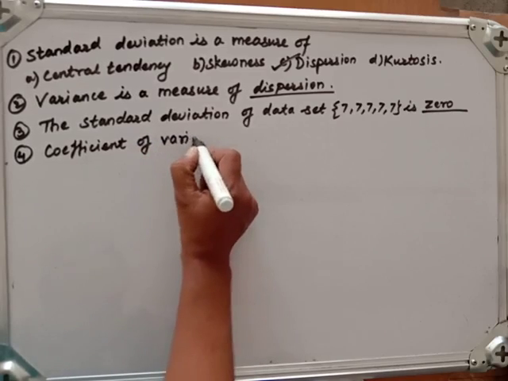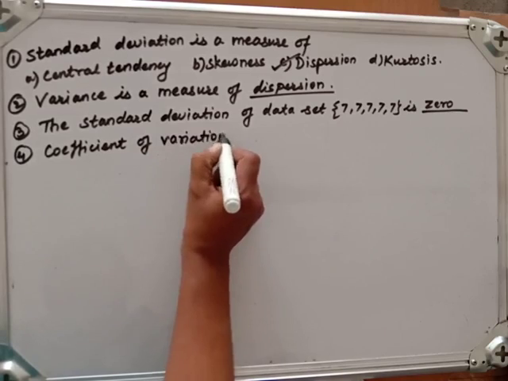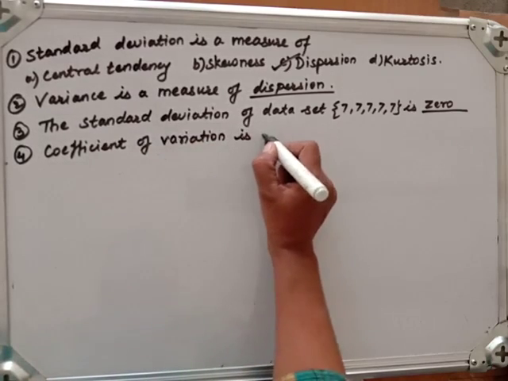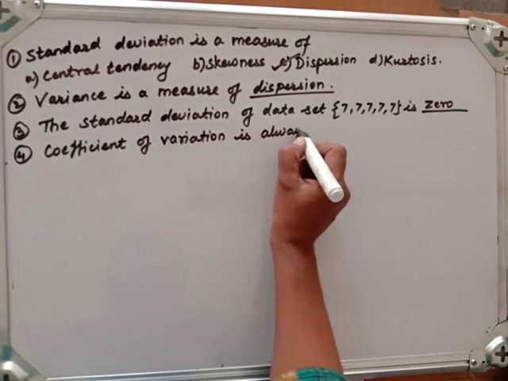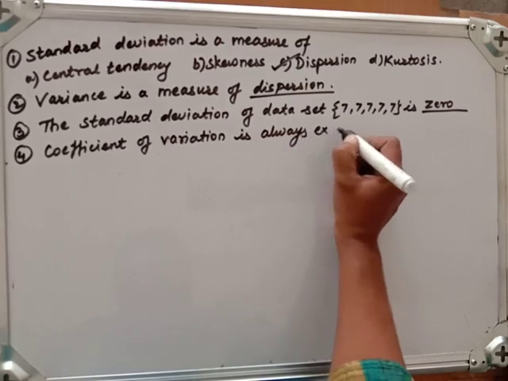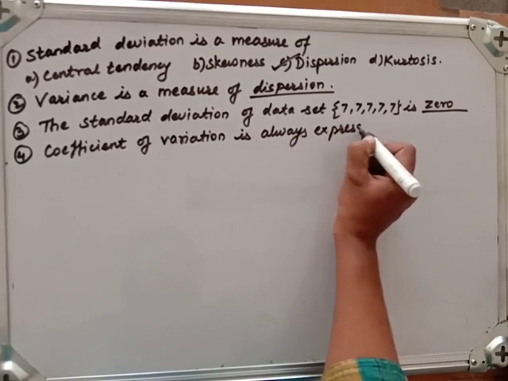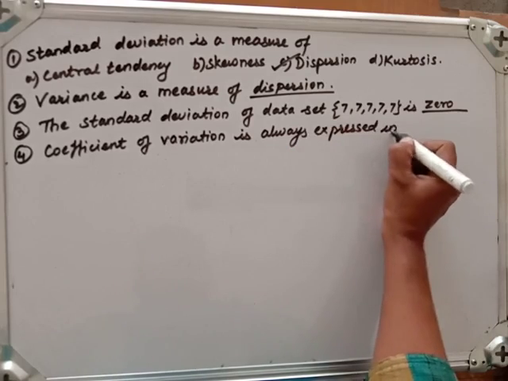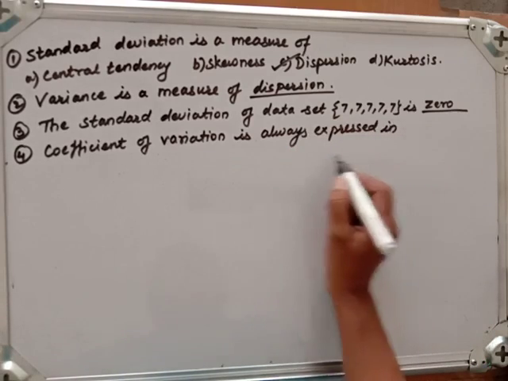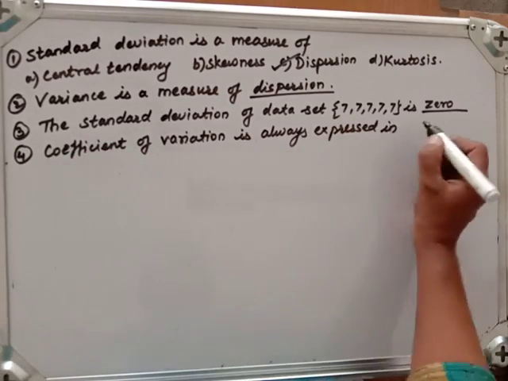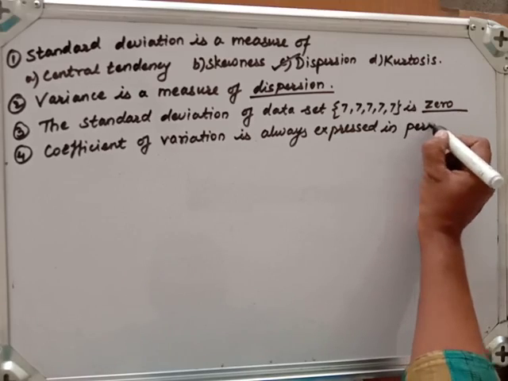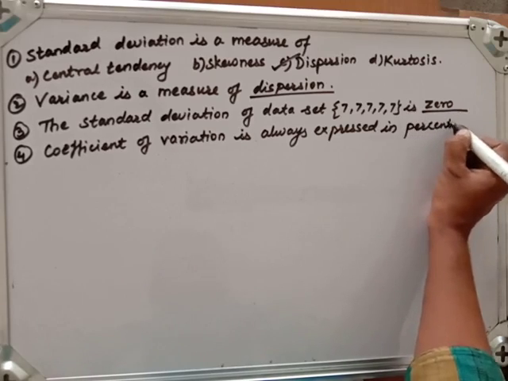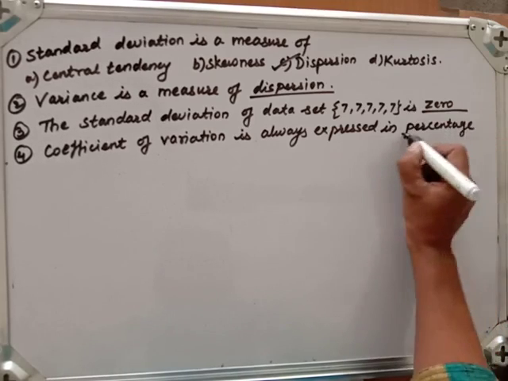Now the next one, coefficient of variation is always expressed in. Now already we have solved many problems. While solving them, the coefficient of variation is expressed in what? Percentage. It will be expressed in percentage.